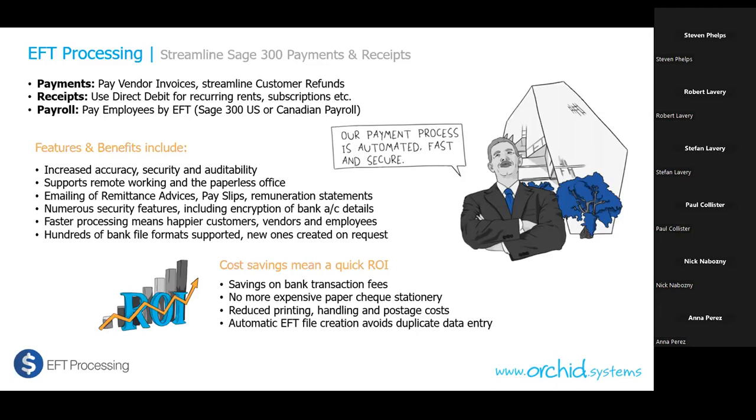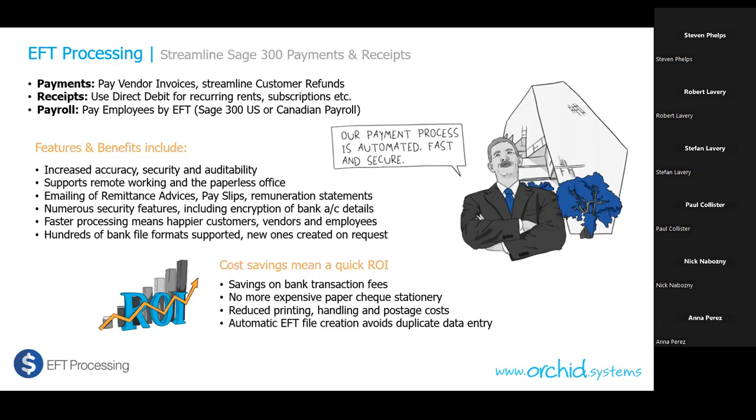There's also savings on bank transaction fees. We always encourage clients to consider speaking with their banks about renegotiating their banking package, because you're no longer sending paper-based checks that the banks have to clear through the clearinghouse, but you're able to automate and streamline the process for them by sending payments electronically. And as I've already mentioned, it does reduce printing, handling, and postage costs by creating an automatic EFT file.